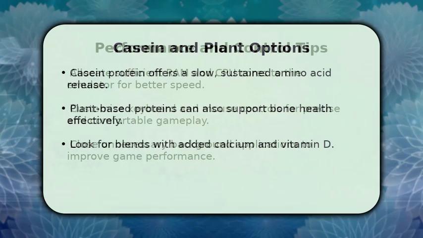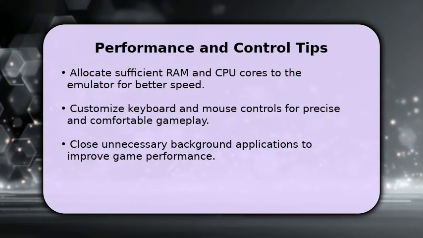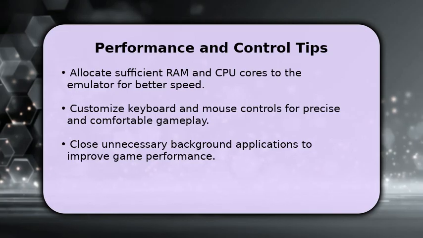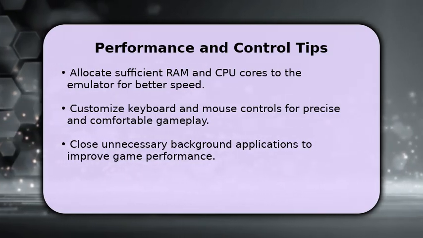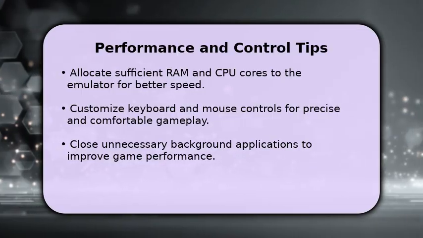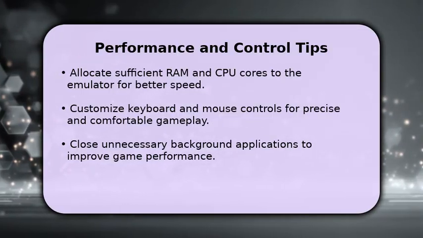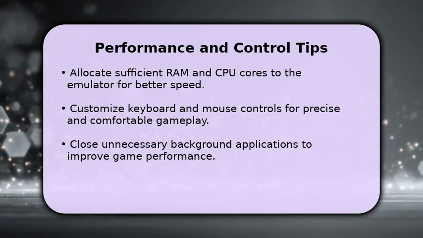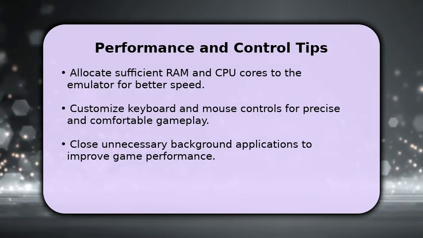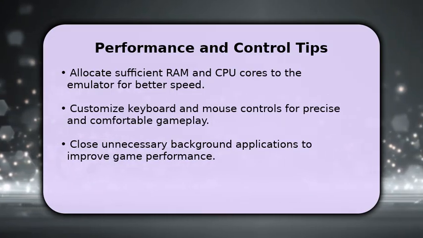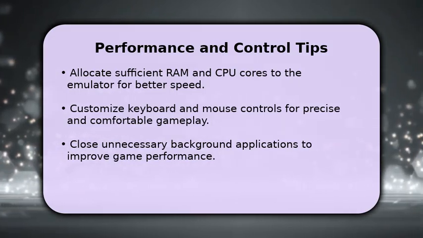To enhance your PUBG Mobile experience, optimize the emulator's settings. Allocate at least 4 GB of RAM and 2 to 4 CPU cores for smoother gameplay. Customize your keyboard and mouse controls within the emulator for precise aiming and movement. Additionally, close any background applications on your Mac to free up resources, ensuring your game runs as smoothly as possible.